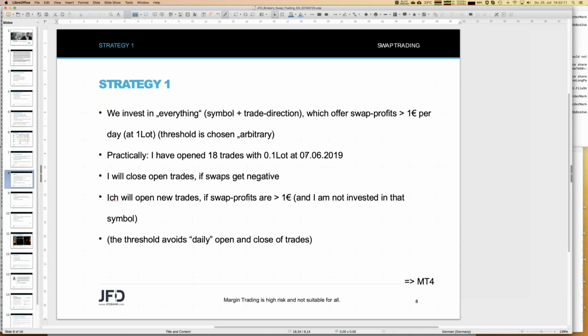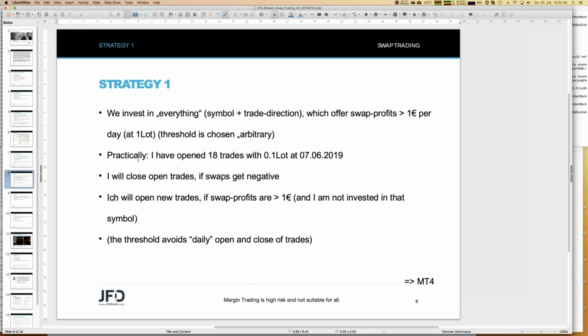The logic behind is now I will close open trades if swaps get negative. As you have seen, there's no big movements from day to day. It will take time if anything comes from positive to negative. And I will even open new trades if a new symbol is popping up with positive swaps bigger than €1. And of course, I only invest in, not invested already in that instrument.